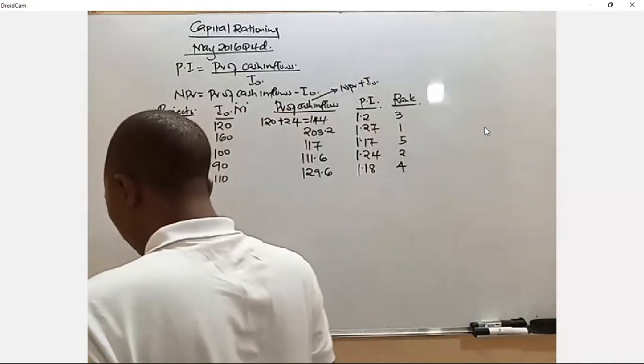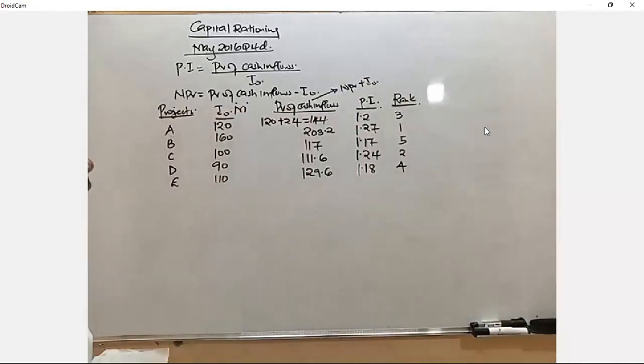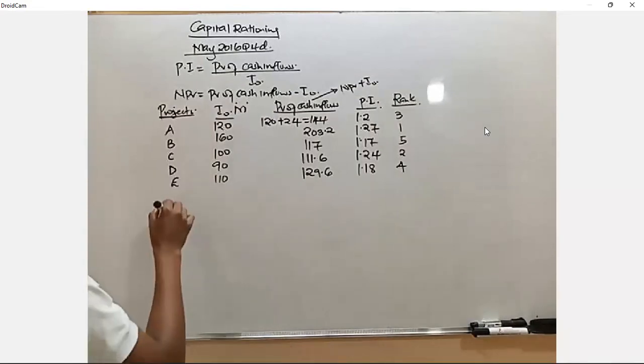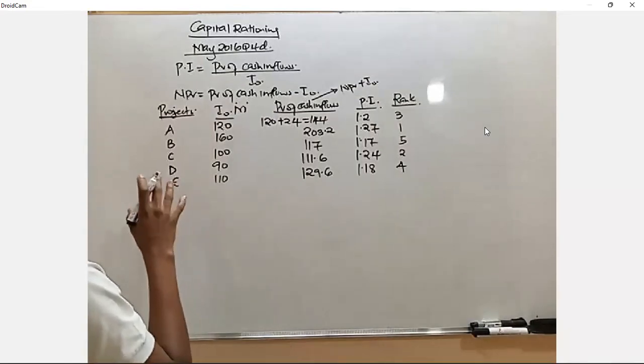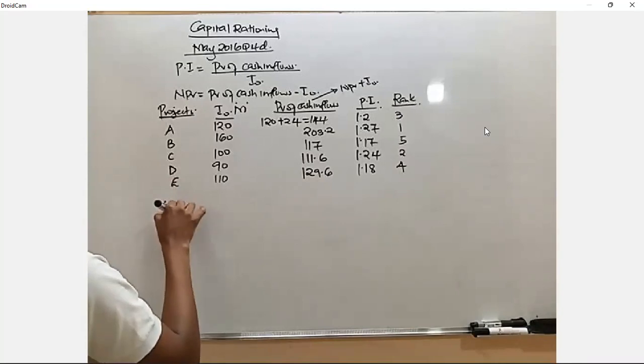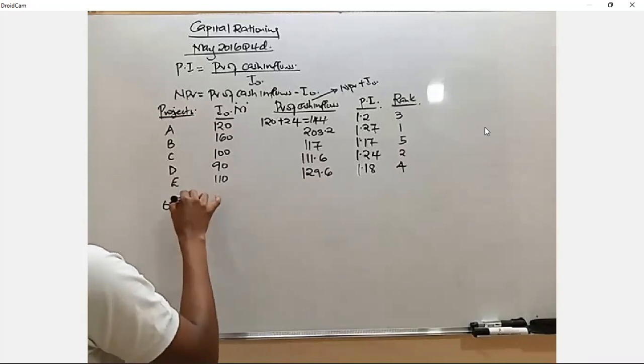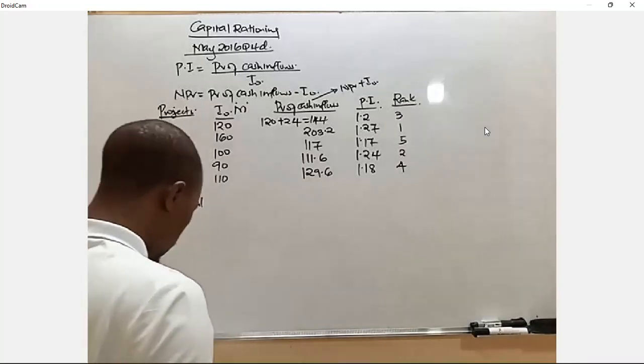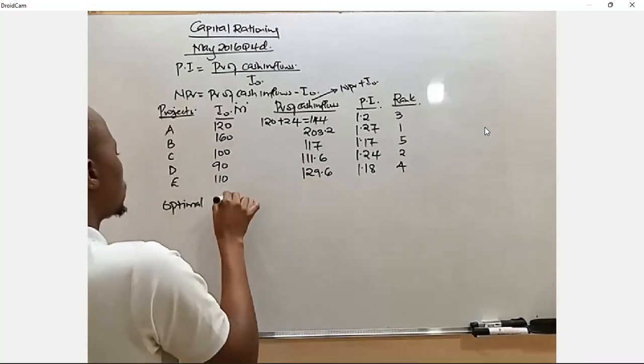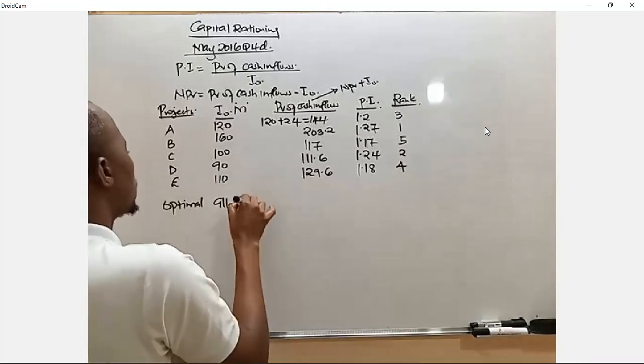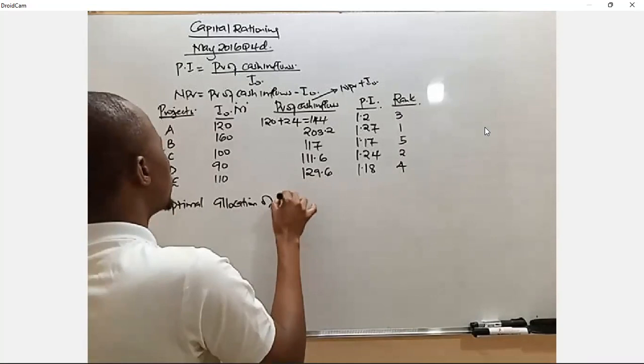Now, remember the amount that we have for these projects. The optimal allocation that we are supposed to invest in our projects is 300 million. So let us look at how we can invest that 300 million. So the optimal allocation of the 300 million which is available is very simple. We take the projects based on our ranking.